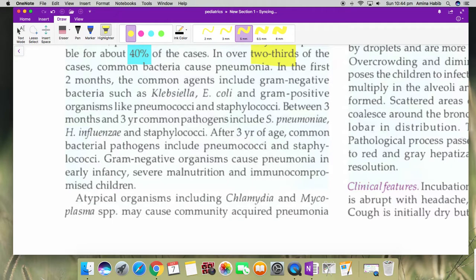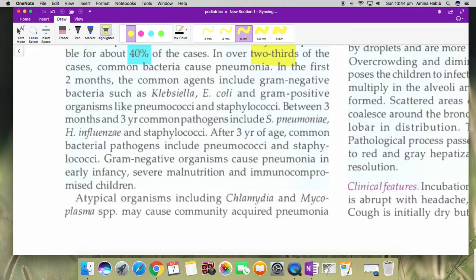If it is between 2 months till 3 years, then the chief bacterial agents are again Streptococcus pneumoniae, Staphylococcus, and a third one, Haemophilus influenzae. After 3 years, the common bacterial ones are pneumococci, meaning Streptococcus pneumoniae, and Staphylococci. So in all three, you can safely say Streptococcus pneumoniae and staph. Between 2 months till 3 years, you can add Haemophilus influenzae also. And in the earlier ones, gram negative ones were also very important.